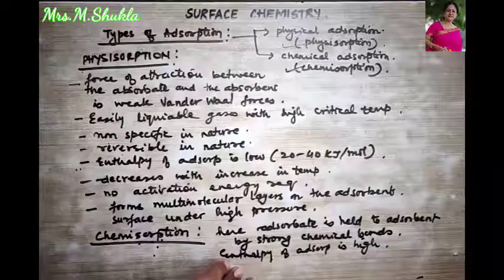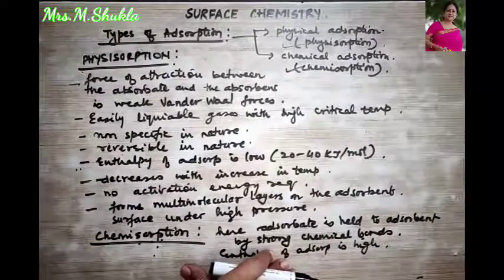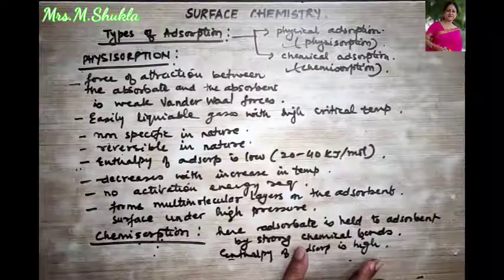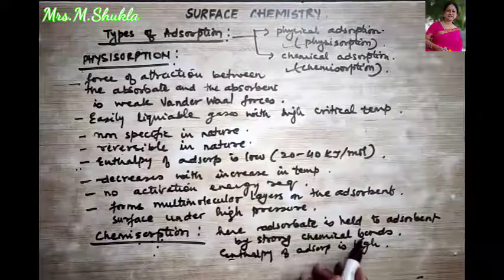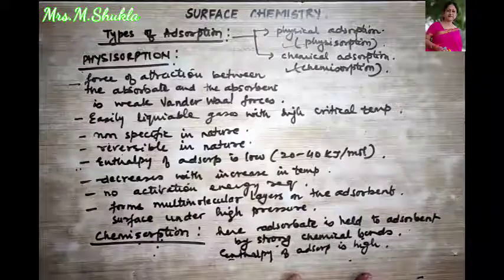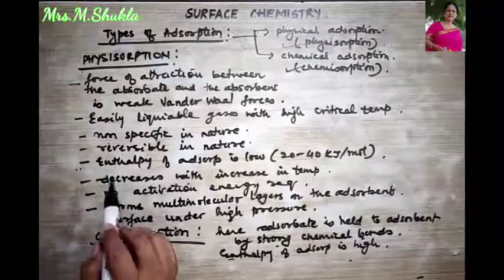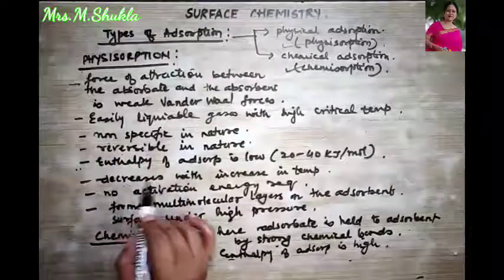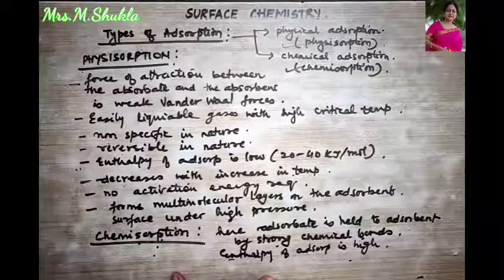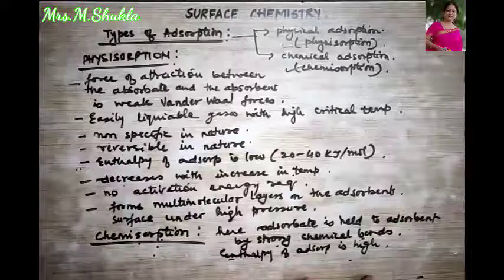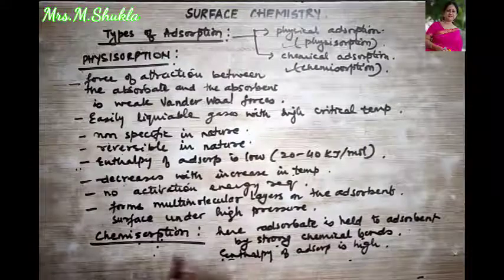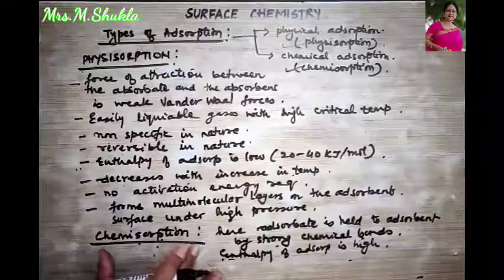Then what do we know about enthalpy? As I have already mentioned over here, it is high. Why is it high? Because the adsorbate and the adsorbent are held by strong chemical bonds. Okay. The next point that we read over here, physisorption decreases with increase in temperature. Over here in chemisorption, what do we understand? It increases with the increase of temperature. So higher temperature will be favorable for adsorption in chemisorption.